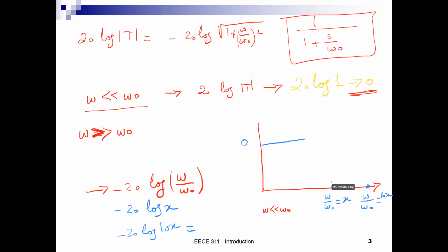So at this point it is minus 20 log x, and at this point it is equal to minus 20 log 10x. What is this equal to? 20 log AB, what does it become? It becomes minus 20 log 10 minus 20 log x. Minus 20 log x. What is minus 20 log 10?